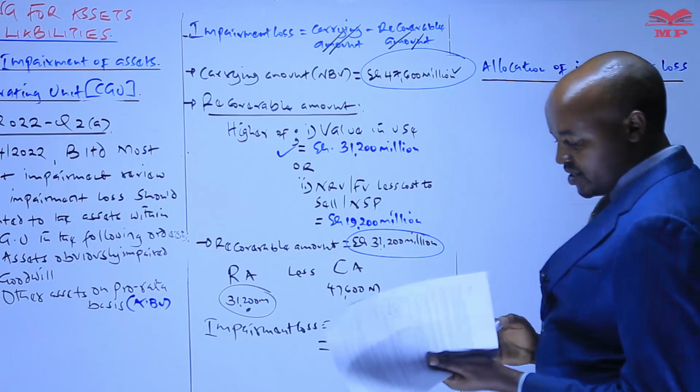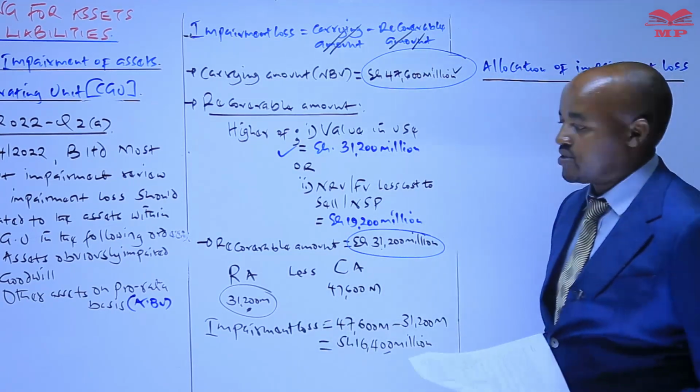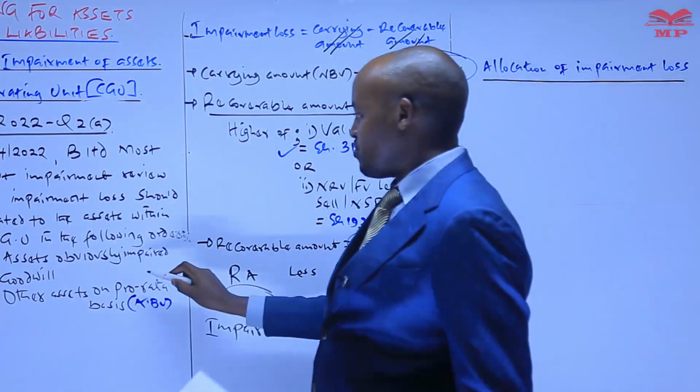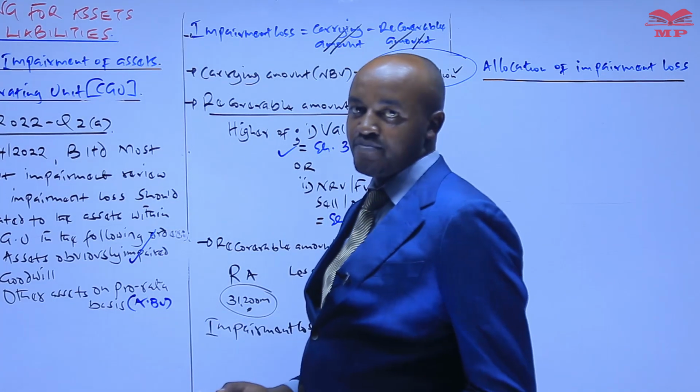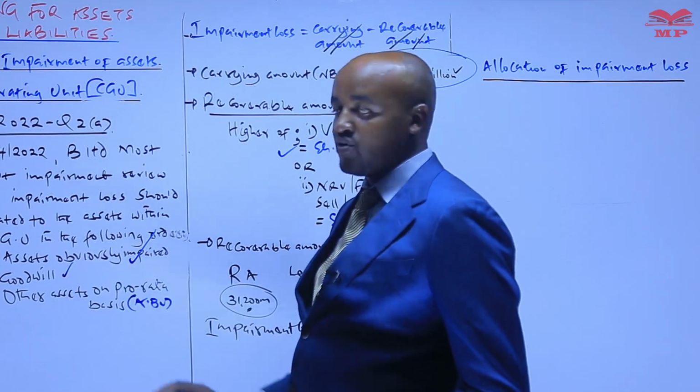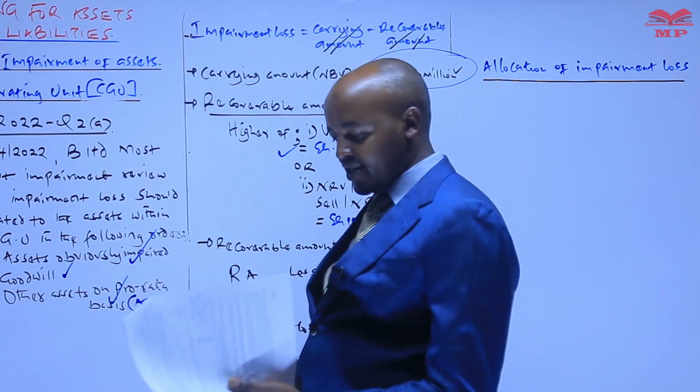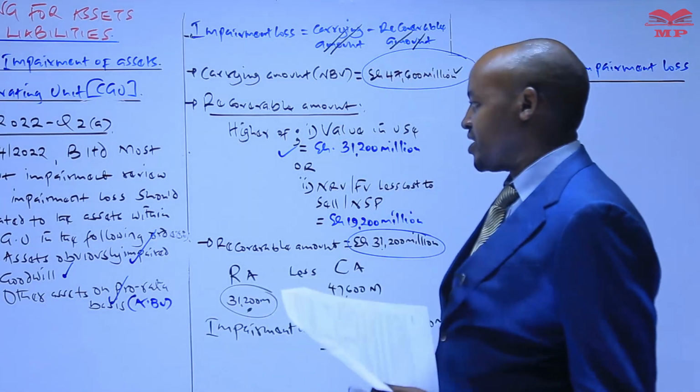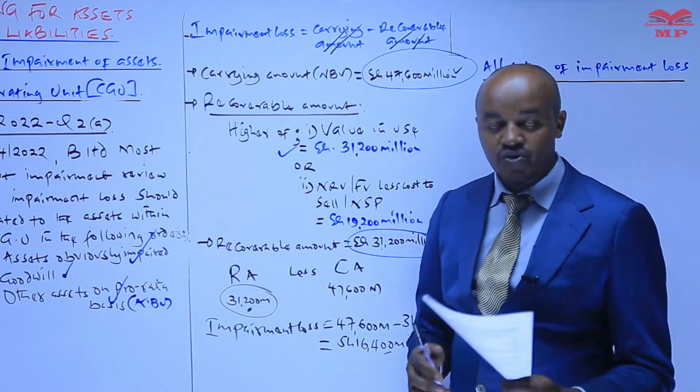So remember what we said is that in allocating this particular impairment loss, this is the order which we follow. One, we allocate to those assets which are obviously impaired. Then we allocate to the goodwill. And finally, we allocate to the other assets based on their carrying amount. So there is some information which you are given in this particular question here.